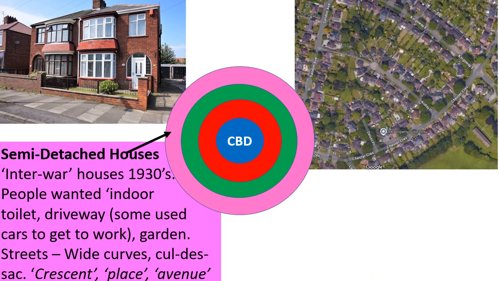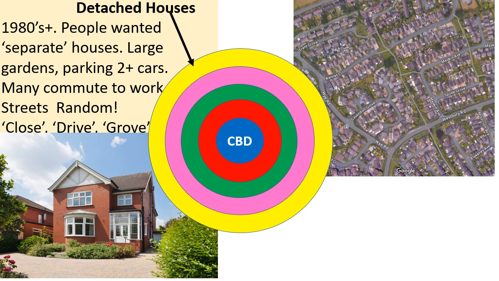Then we have a zone of semi-detached houses. Now they've got to be built on the outside of the city at that point because the inside of the city is already taken up by space with factories and also terraced houses. So those will be built in the 1930s. And later on in the 1970s, 1980s and onwards, detached houses will be built again on the outside of the city when the city gets bigger. People want a little bit more space with parking, maybe garages.